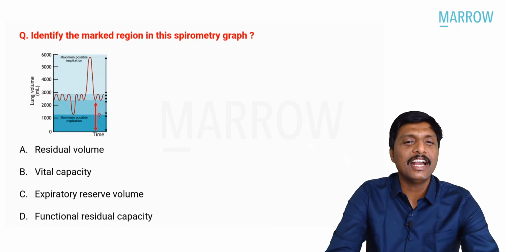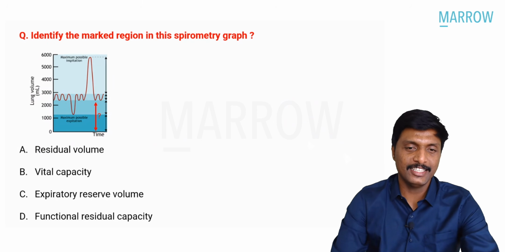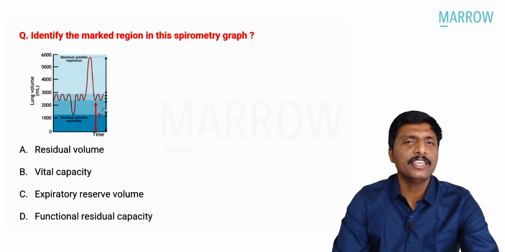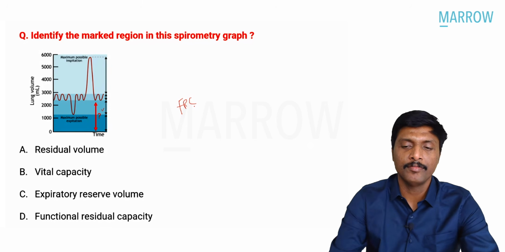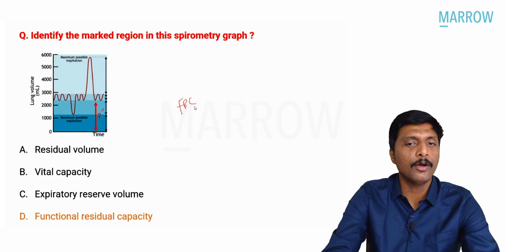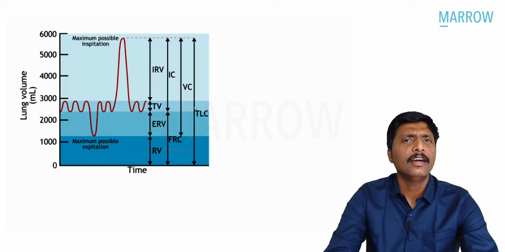Next, identify the marked region in the spirometry graph. Another very familiar question. Yeah, this is the point. This point is marked. What is this? Yes, obviously it is our functional residual capacity. Now let's look into this graph. Very simple graph. I'm sitting relaxedly and talking to you guys. You are simply listening to this class.